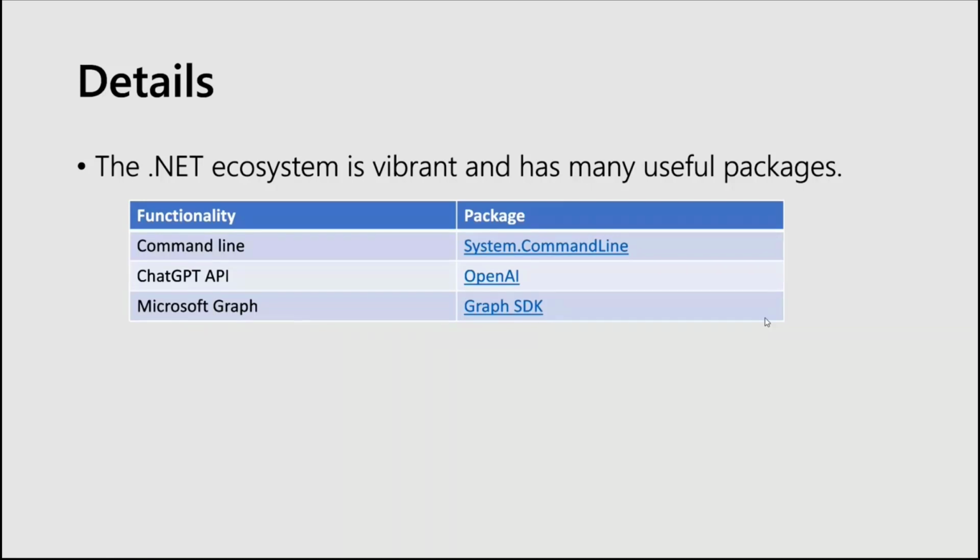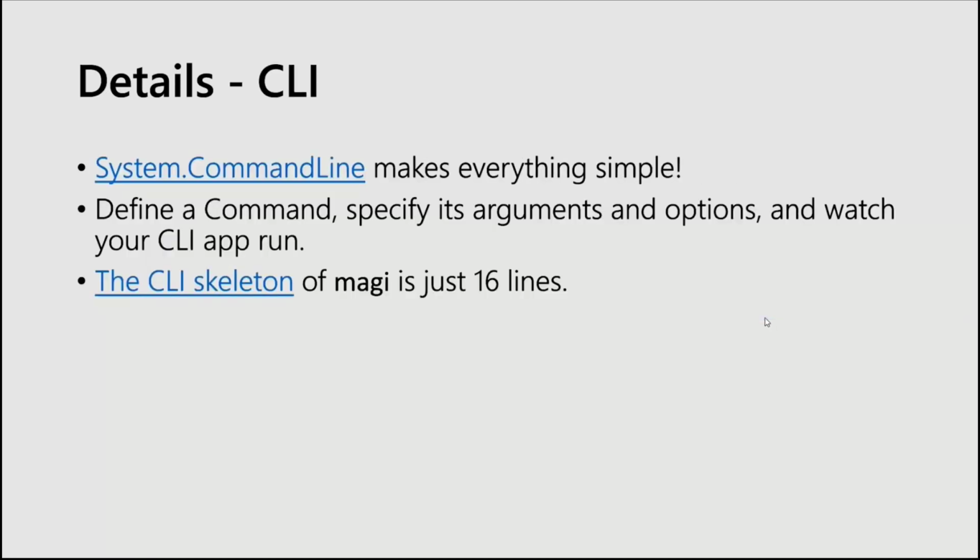So for the command line, I relied on the new System.CommandLine package, which is in preview. The ChatGPT API was delivered through an OpenAI community-supported package, and the support for Microsoft Graph came from the Graph SDK. Going a bit into the CLI parts, System.CommandLine is a new package which is currently in preview, and it's a fluent way of describing command line applications.